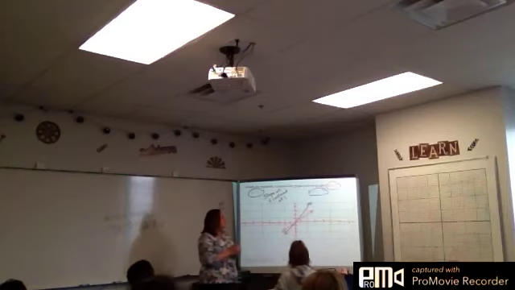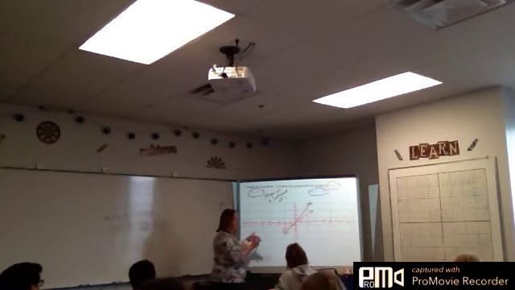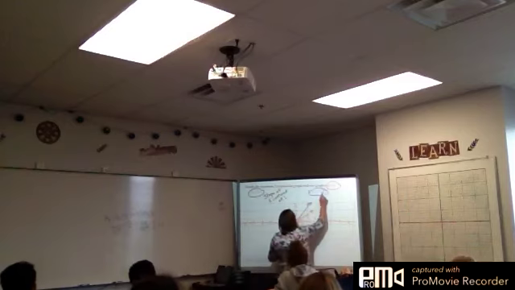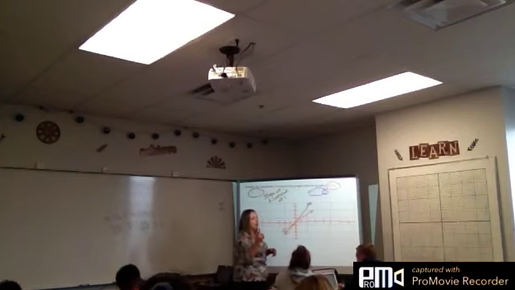3. So, I need to start by graphing a point at (0, 3). Okay? My y-intercept is 3, so I'm going to graph at (0, 3). 1, 2, 3. So my y-intercept shifted up 3 units.